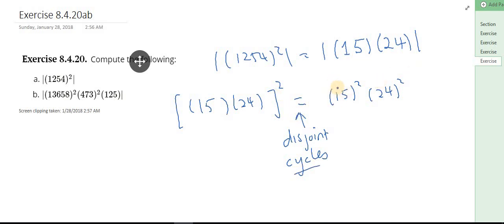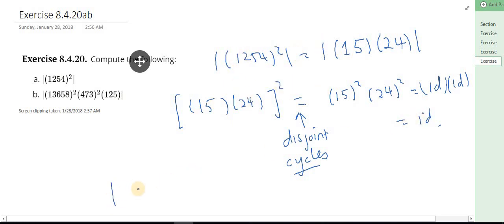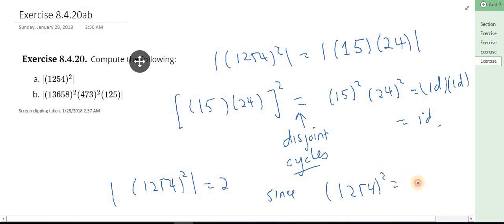Now what's (1 5) squared? Well, it's a transposition. You're doing it twice. It's just like in symmetries we had flips. This is like a flip. So that's going to be the ID times the (2 4) squared is also going to be the ID. So that's equal to ID. All right, so we have that this permutation squared is the identity. So that means that the order of (1 2 5 4) squared is equal to 2, since (1 2 5 4) squared is equal to the identity.